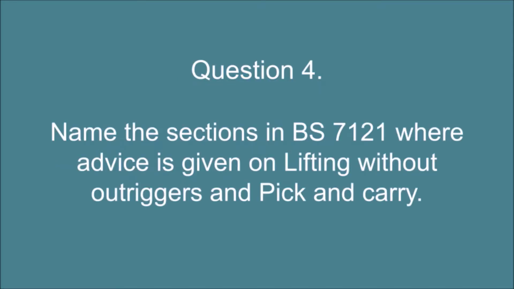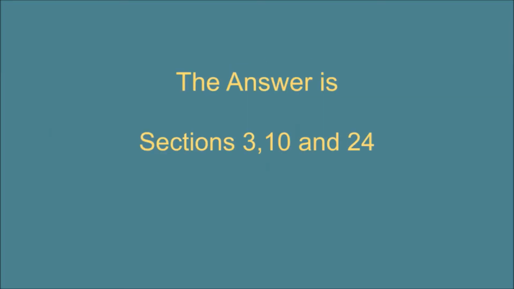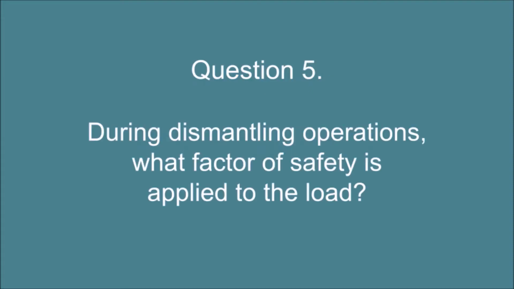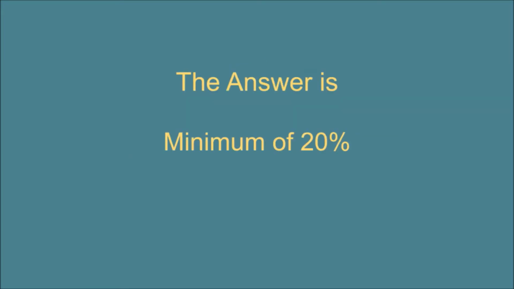Question 4. Name the sections in BS 7121 where advice is given on lifting without outriggers and pick and carry. The answer is sections 3, 10, and 24. Question 5. During dismantling operations, what factor of safety is applied to the load? The answer is minimum of 20%.